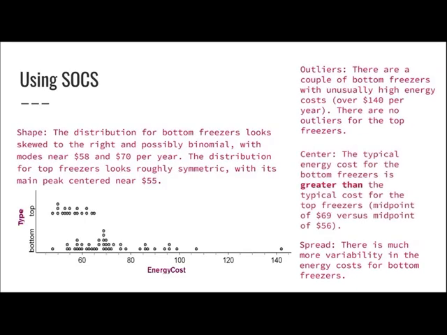So be really careful with your language. Notice how for shape I say the distribution for bottom freezers, as opposed to just bottom freezers look skewed. I'm really describing them, saying it's skewed and possibly binomial. And notice how I'm talking about both graphs with great detail.